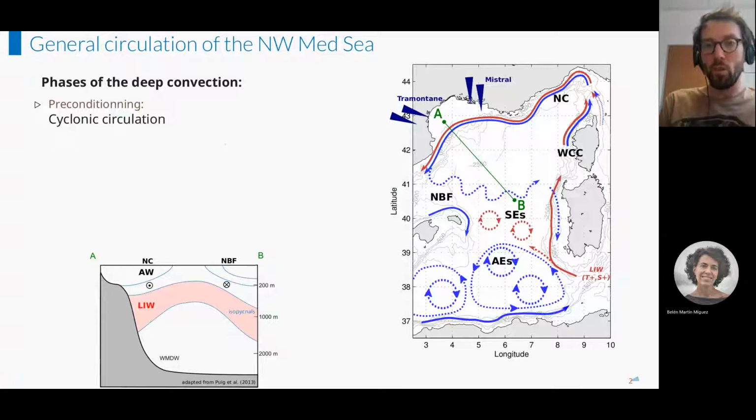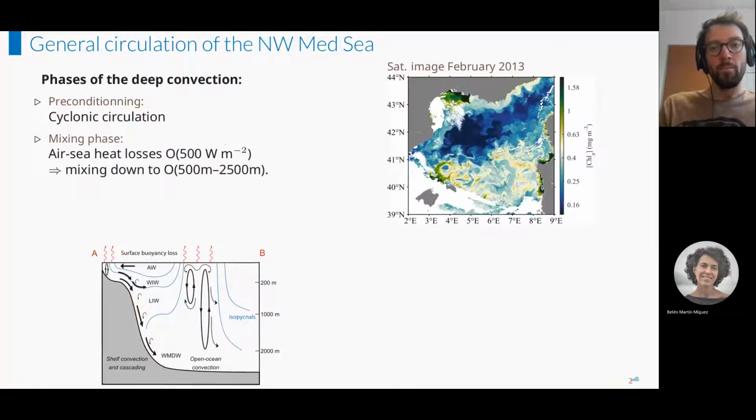So this current system is very important in this area because it drives the cyclonic circulation at the basin scale. That circulation is closed further south by a front that is called the North Balearic Front, the NBF on the map. And as I said, the cyclonic circulation drives an isopycnal doming in the center of the basin. And that leads to a strong preconditioning to deep convection. So the horizontal circulation is very important to make the convection possible in this area.